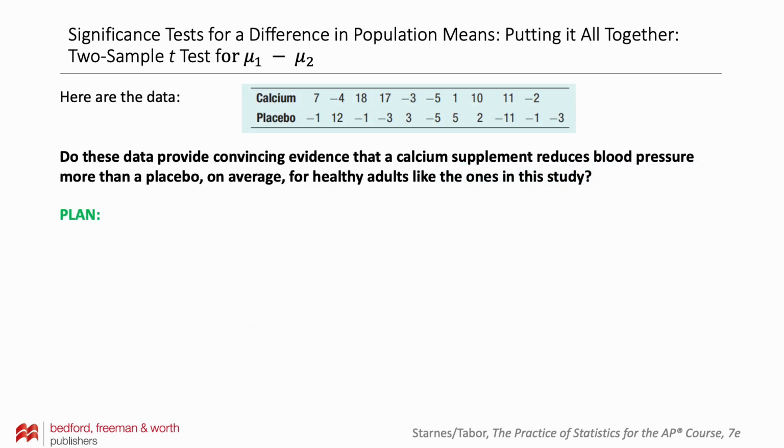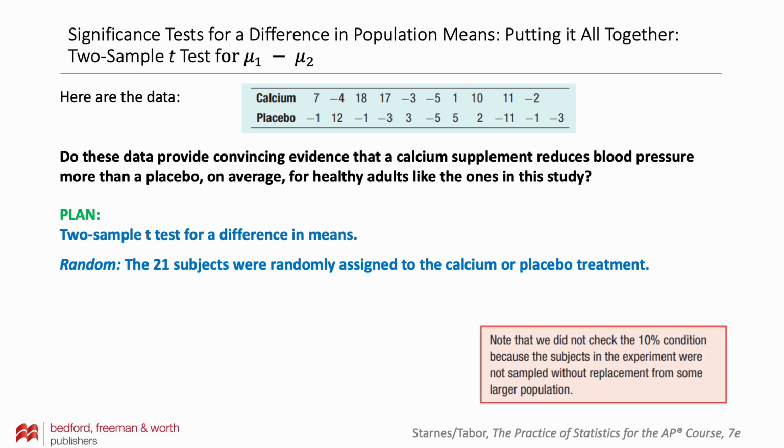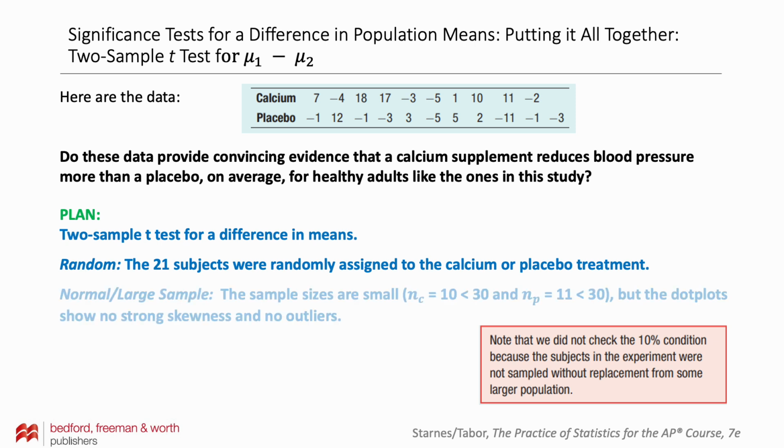Now we're going to go ahead and do the plan. So remember, this is a 2-sample t-test for difference of means because we're talking about the calcium and the placebo. They're independent there. So we're going to go ahead and check the random. 21 subjects were randomly assigned to the calcium or placebo treatment. Note that we do not have to check the 10% condition here because the subjects in the experiment were not sampled without replacement from a larger population.